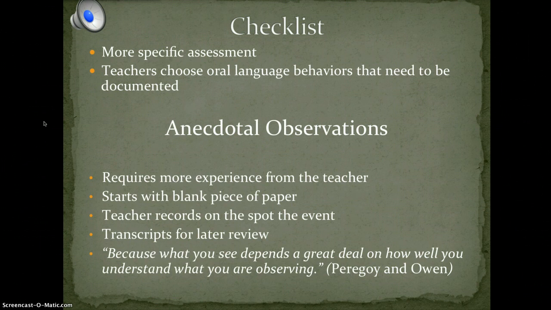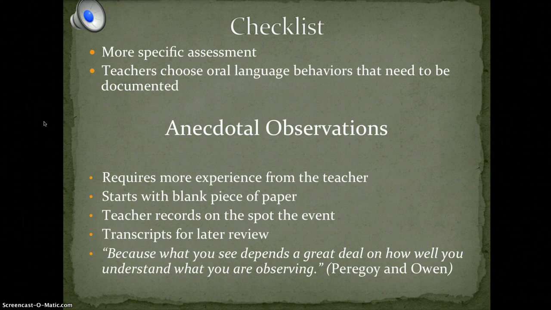If the teacher needs something more specific to evaluate the students or their progress, another strategy could be a checklist. Teachers can choose any of the oral language behaviors that need to be documented. For example, the checklist could include specific grammatical structures, vocabulary, and conversational interactions.